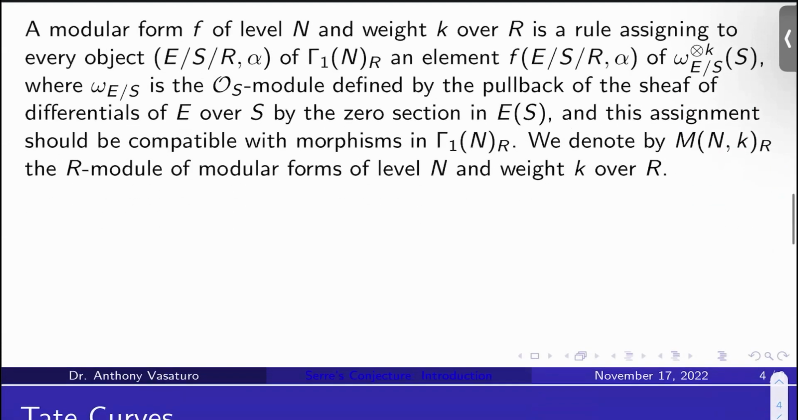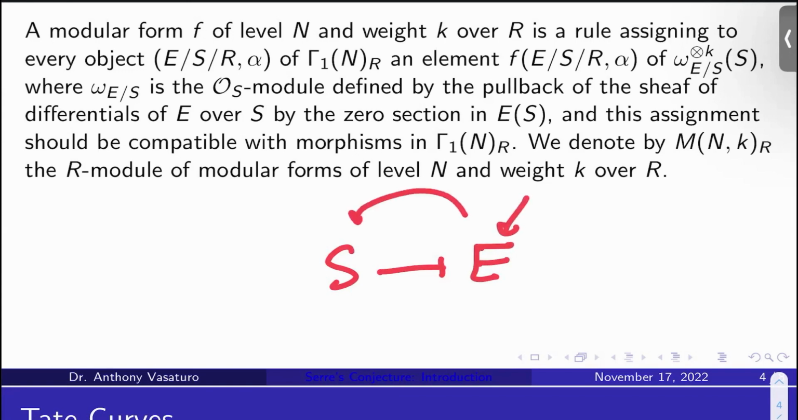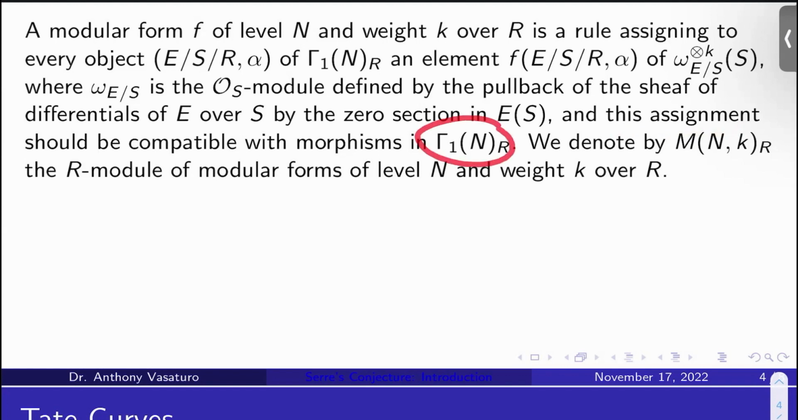What is going on here? Okay, first, I really just have to tell you what omega of E over S is, right? Then you tensor it k times, you look at S sections. It's the O_S-module defined by the pullback of the sheaf of differentials of E over S by the zero section in E/S. The point is you have a group law which admits a zero section, which is a map S to E going the other way, okay? You have a sheaf of differentials here, pull it back along this zero section, that's what omega of E over S is. Then take the tensor power k times and look at S sections. Okay, and then there's a technical condition which I'll let you think about. I want this assignment to be compatible with the morphisms in the category as well. And I'll let you think about what that means.